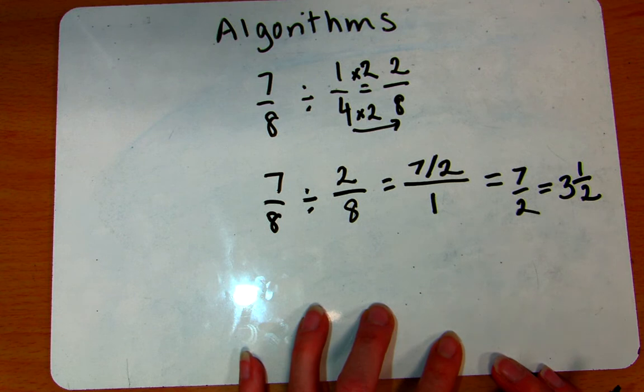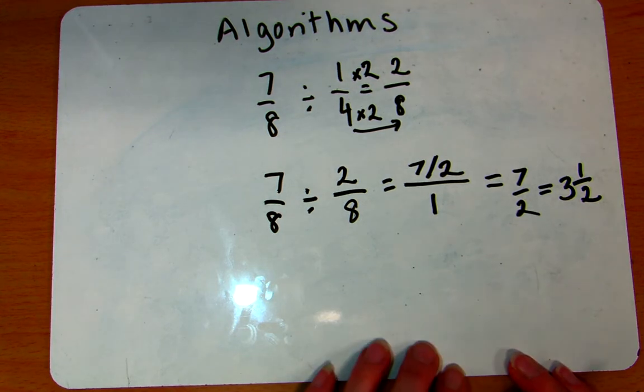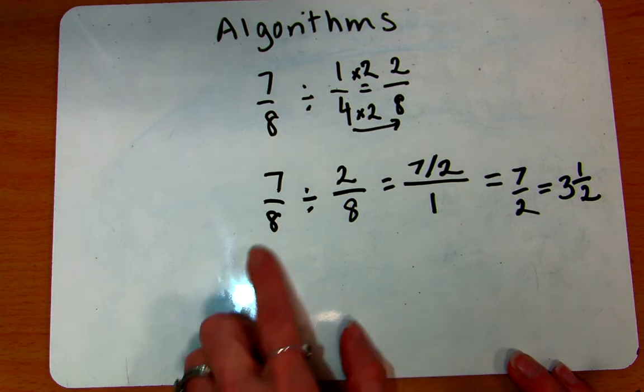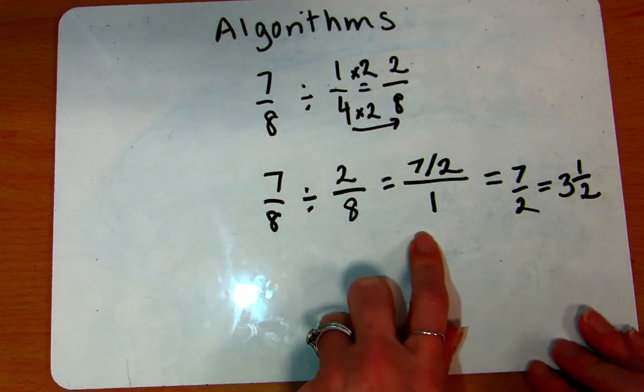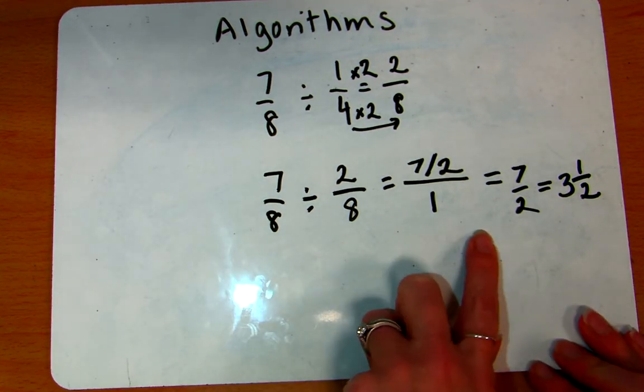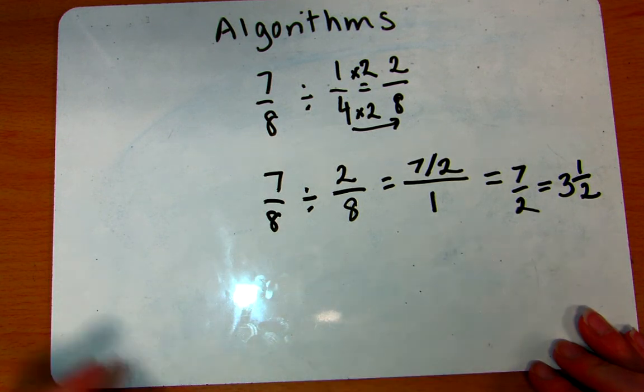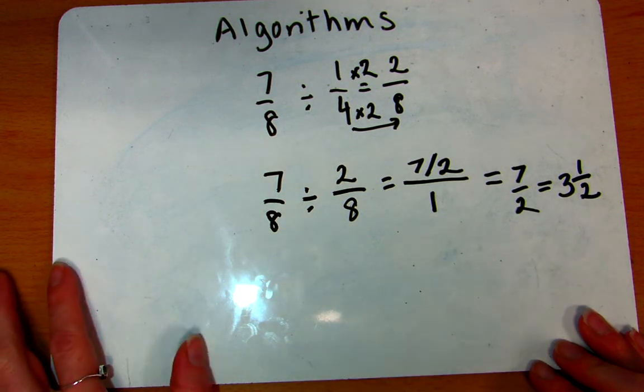So that's the basics of what you do with the first algorithm. You change to a common denominator. You divide the numerators. The denominators, if you divide them, they're always going to become 1, which we can then ignore. And just look at what we have on the top, which is 7 halves. And if need be, we can change that to a mixed number.